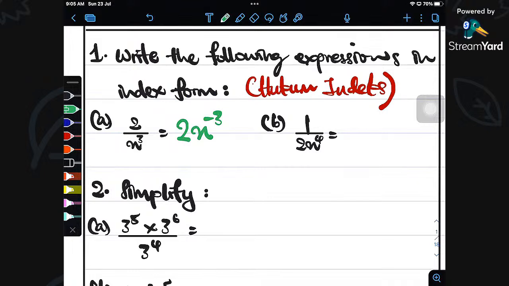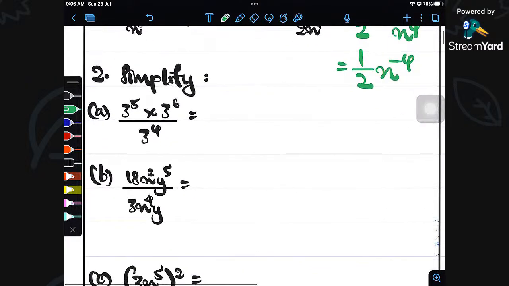Okay. And question B here, you can separate the number with a number. You separate the number 1 over 2 and you separate with its 1 over x 4. You separatekan dulu, you akan nampak dengan jelas bahawa dia sebenarnya 1/2 x to the power of negative 4. So this is called as index form. Now let's go to the next example.